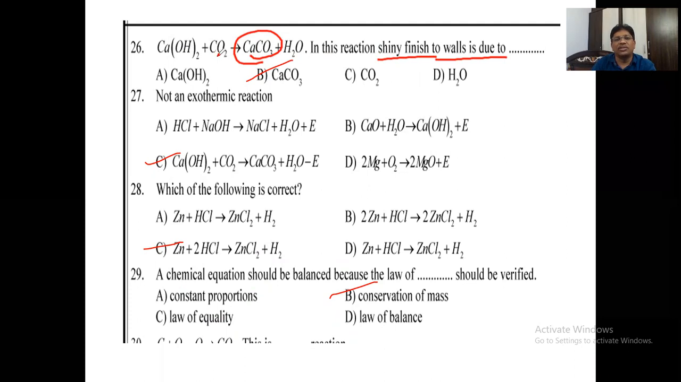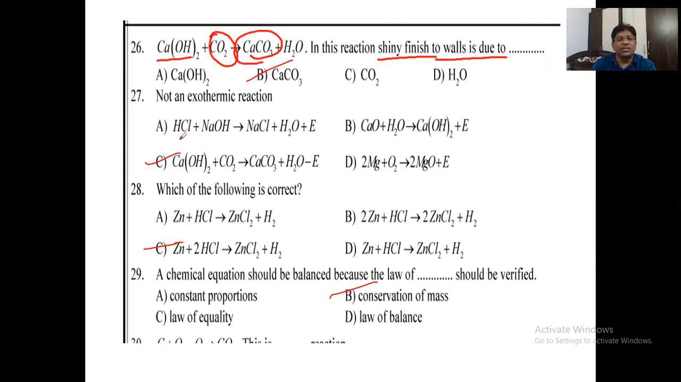In this reaction, what happens now here? The CO2 in the air reacts with the calcium hydroxide and it converts into CaCO3, which forms a white, shiny layer on the walls. And the next one is that not an exothermic reaction. Which of the following is not an exothermic reaction?